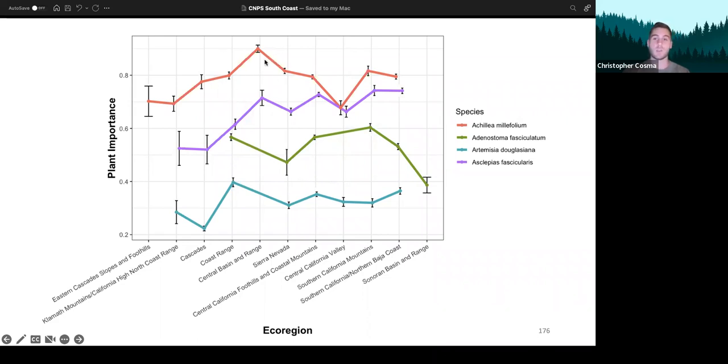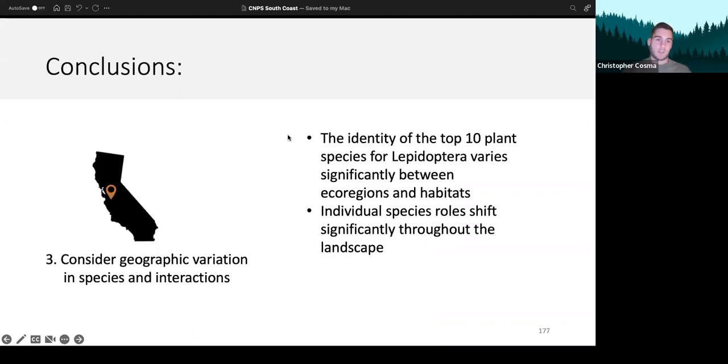So we can see Achillea millefolium, or yarrow, is pretty much consistently an important plant species for Lepidoptera, usually in the higher end of this range. Whereas our California mugwort here in the blue at the bottom is generally not a super important plant across its range for Lepidoptera. All right, so concluding this last part here, we saw that the identity of the top 10 plant species for Lepidoptera varies significantly between those ecoregions and habitat types. And we also saw that individual species' roles shift significantly throughout the landscape as well.